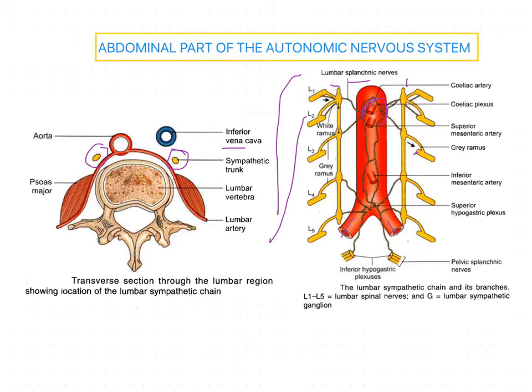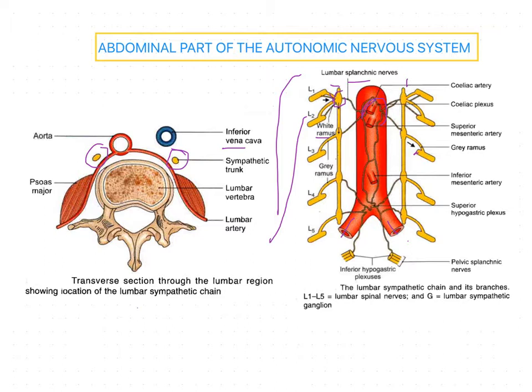The anterior primary rami of the first and second lumbar nerves send white rami communicantes to the corresponding ganglion. This is the ganglion. They will give a white ramus, white rami communicantes to the corresponding ganglion.